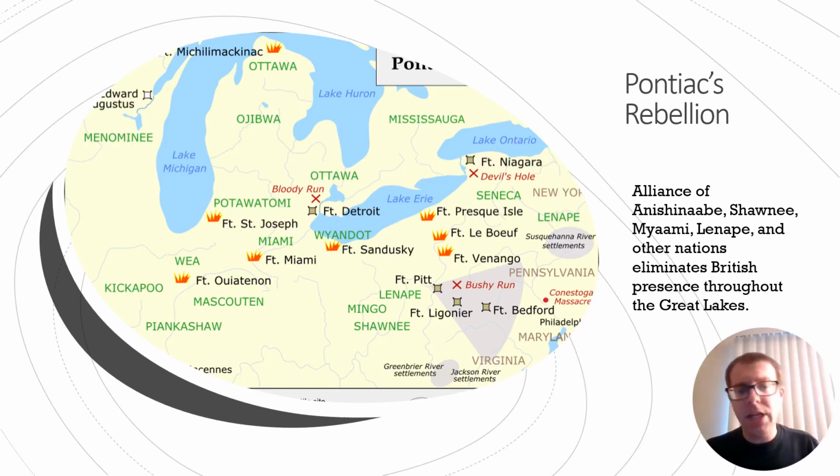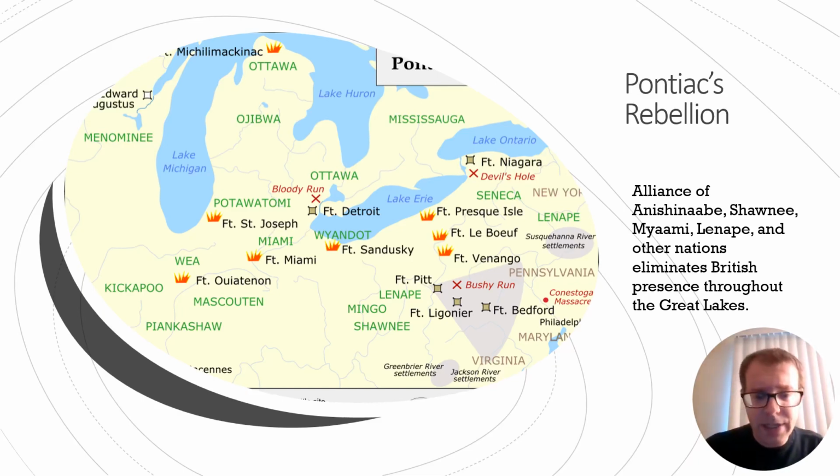Pontiac joined as well with the Potawatomi, the Wyandot, around modern-day Sandusky, the Miami, around modern-day northern Indiana and Fort Wayne, as well as the Lenape and the Shawnee. And this alliance of Algonquin nations in Michigan and Ohio simultaneously revolt against the British and attack all of these newly manned British forts. And this revolt is incredibly successful, actually.